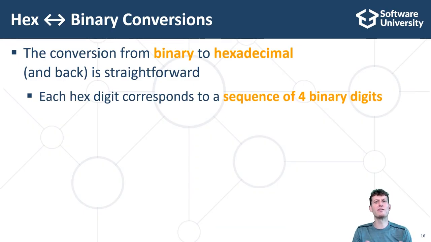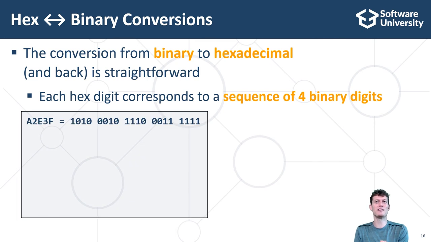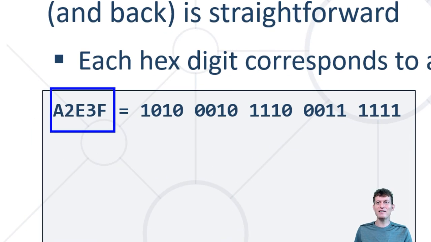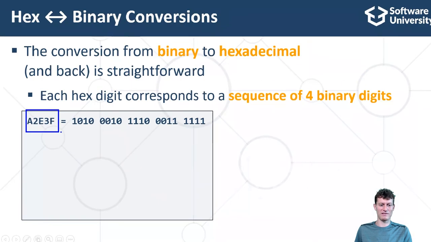I mentioned already that binary and hex numbers can be easily mapped to one another because four binary digits directly correspond to one hex digit. Following this property, the conversion from binary to hexadecimal and back is straightforward. Let's give an example of converting binary to hexadecimal numbers and vice versa. The hex number A2E3F can be converted to binary by taking the four binary digits for each hex digit like this.